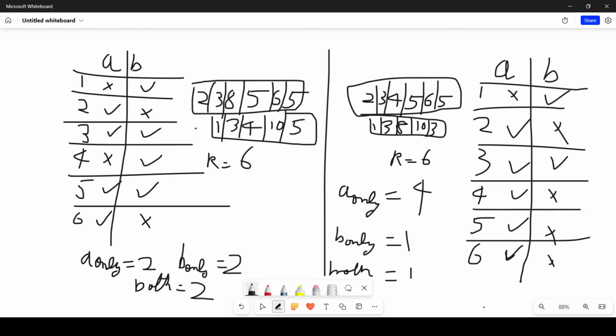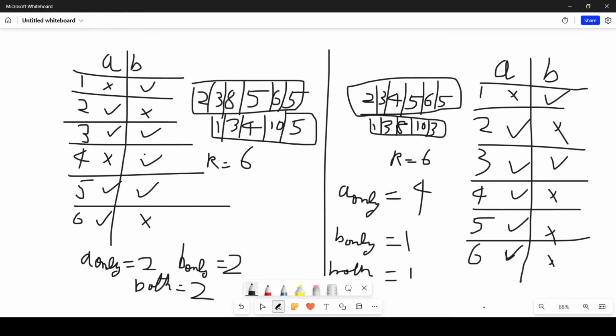So I'm just going to find out, for every integer from 1 to 6, whether it's present in only a, or only b, or in both a and b, or in neither. So that's what I've done here. I've written up the table for all integers from 1 to 6 showing whether each is present in a and b, and after counting I get that there are 2 integers present only in a, 2 present only in b, and 2 present in both a and b.